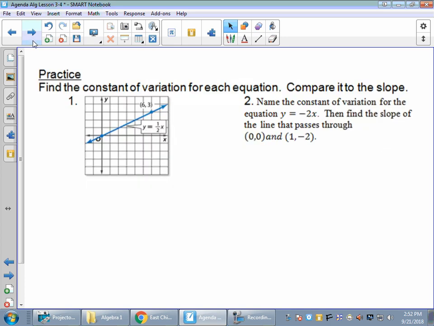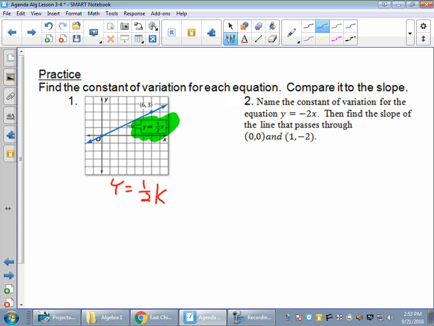So let's get a practice problem here. It says find the constant of variation for each equation and compare it to our slope. So when we look at the graph here on number 1, maybe it's tough to see right away. Let's see if I can highlight it for us. Right here, here's the graph of that equation. Y equals 1/2 x is the equation.